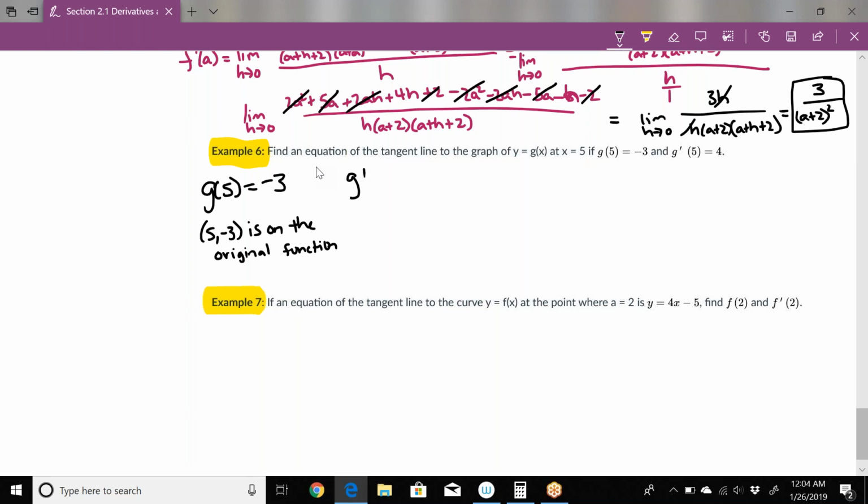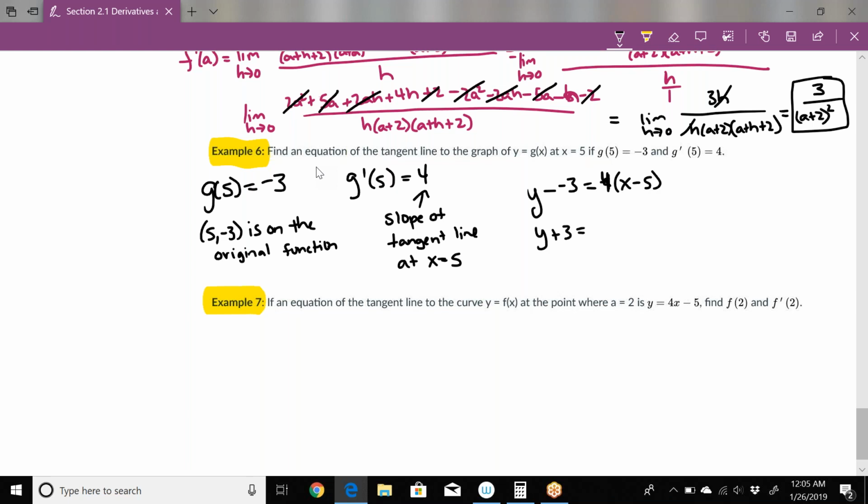And then they also told us that g prime of 5 equals 4. Remember, anytime you're taking the derivative at a specific value, that is then the slope of the tangent line at x equals 5. So we actually have our ordered pair and we have our slope. So we're just writing the equation of that tangent line. So it's point slope. So y minus negative 3 equals 4, sorry, 4 is the slope. And then x minus 5. So that's going to be y plus 3 equals 4x minus 20. Subtract the 3.